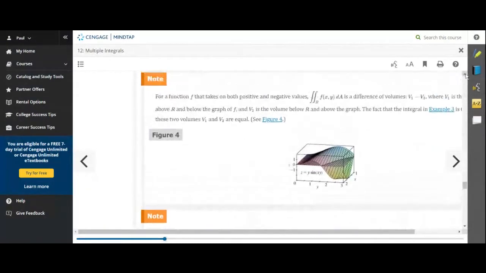If we go to the book here, here's a picture of this surface y times the sine of xy in figure 4. You can see that the surface is above the xy plane and it's below the xy plane. So there's volume above and volume below, and by symmetry, the positive and negative volumes cancel each other, and that gives you 0 volume. That's right, Robin. Volume above equals volume below.